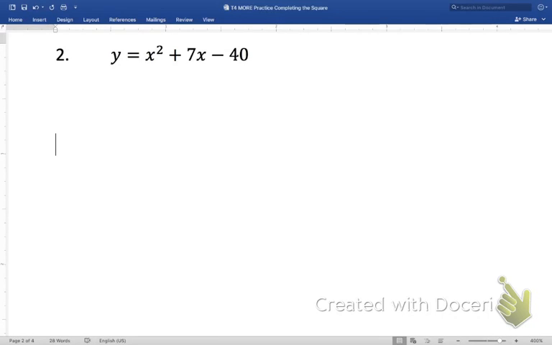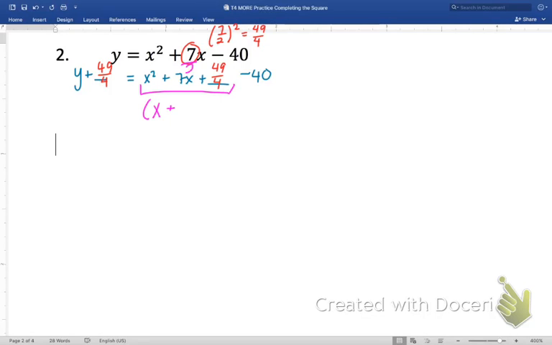Alright, next one. So here we have an odd one. We do the same thing. We're going to write in those spaces. And then I am going to take that middle number, cut it in half, and square it because it's a fraction. So I add that 49 over 4 to both sides. And then that allows this piece to factor to x plus half that number squared.